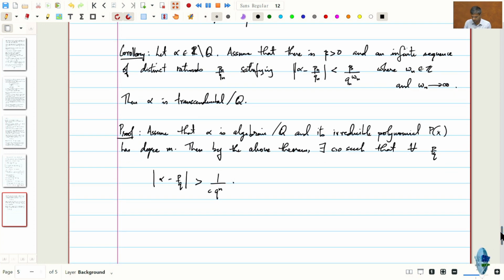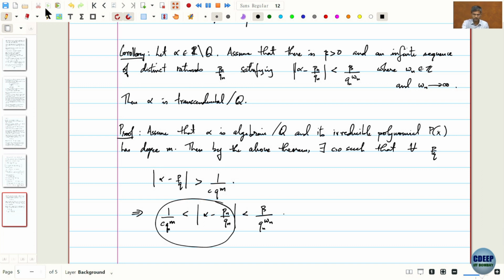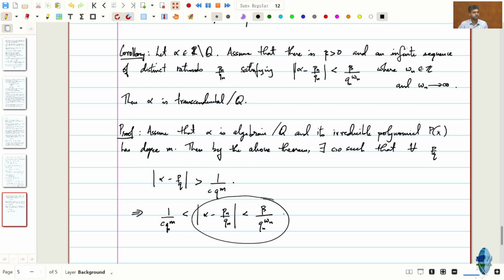So what does that mean? We apply this inequality to our given rational numbers, taking P by Q to be Pn by Qn. Sorry, this should be m, Qn to the power m. The first inequality is coming from Liouville's theorem, and this inequality is given to us. We are given a sequence of rationals such that this is satisfied.